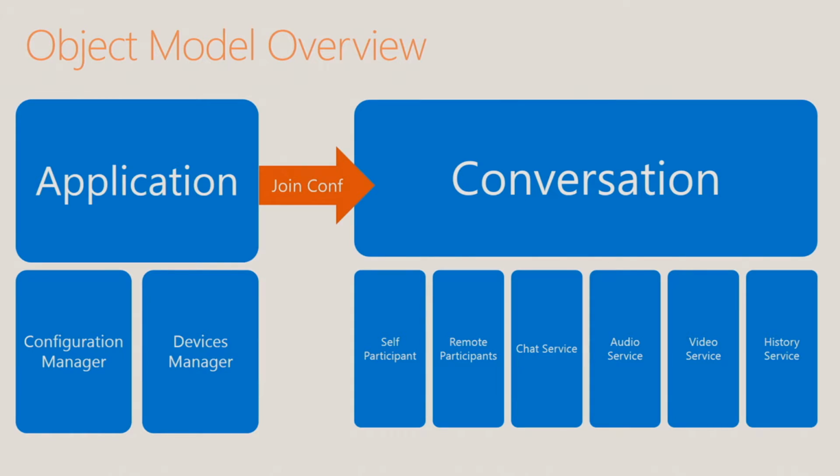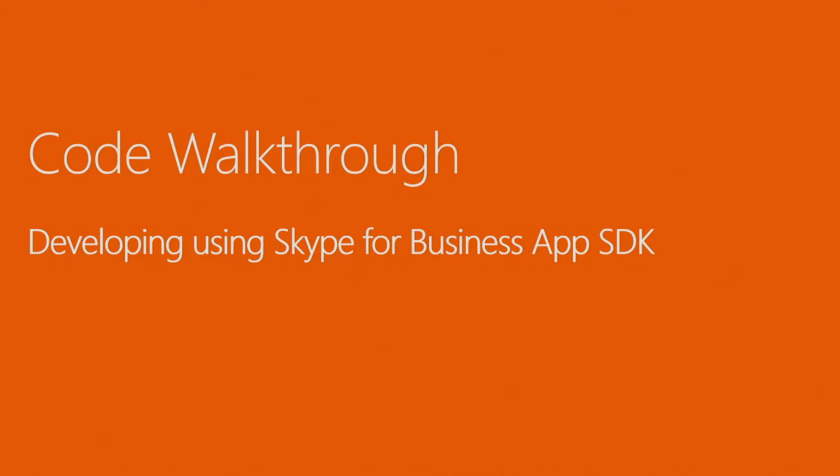and that then starts revealing the rest of the conversation object model to you. You get back a handle to the conversation object, and the conversation object has access to the self-participant, also known as the local participant, the collection of remote participants, the chat, audio, and video service modalities, and the history service, which is essentially the collection of messages and events that have happened in this conversation. So having said that, let's dive into the code.